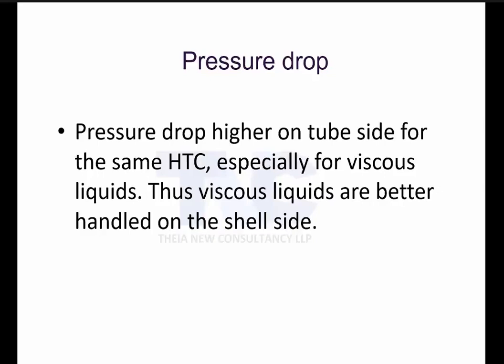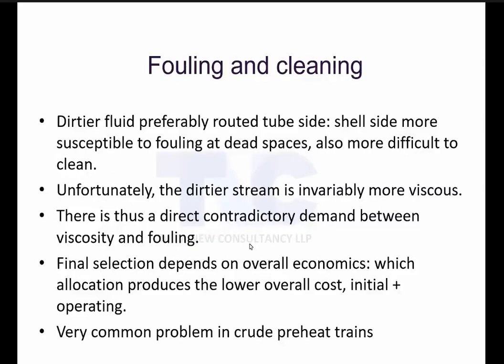When the temperature is high, tube side. When the pressure is high, tube side. Now comes the real villain actually. Dirtier fluid. Dirtier fluid is preferably routed in the tube side. Because on the shell side there could be some dead spaces, and the dirt can accumulate in these dead spaces. So that is why it is always advisable to send the dirtier fluid in the tube side.